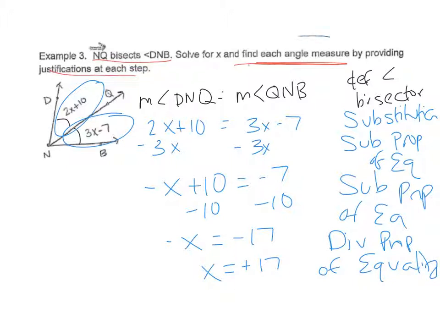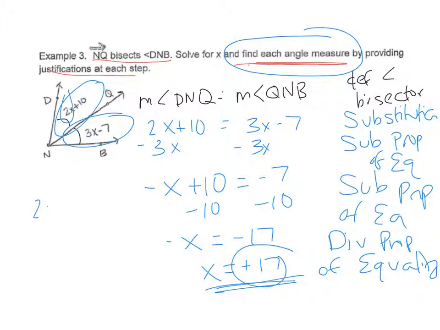But don't forget, you might have to go back and find the angle measures. So just make sure you read the directions. To do that, plug 17 in to here. So it's 2 times 17 plus 10. 34 plus 10 is 44 degrees. I don't have to plug 17 into the second one because I know that that one has to be 44 degrees as well, because they're equal by the definition of angle bisector.